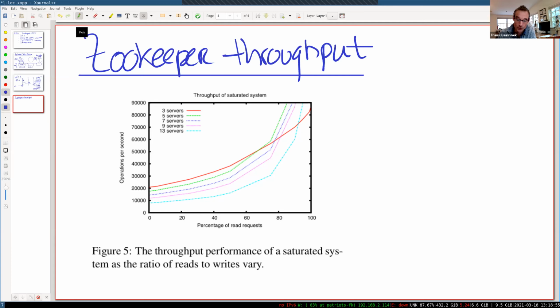Let's look at the case of three servers. The first thing you notice is that at 0 reads, so only write operations that modify the state, we get roughly 21,000 operations per second as throughput. If the system only has reads, it gets a lot more, up in the 60-70 thousand region. In fact, the read throughput just scales with the number of servers.